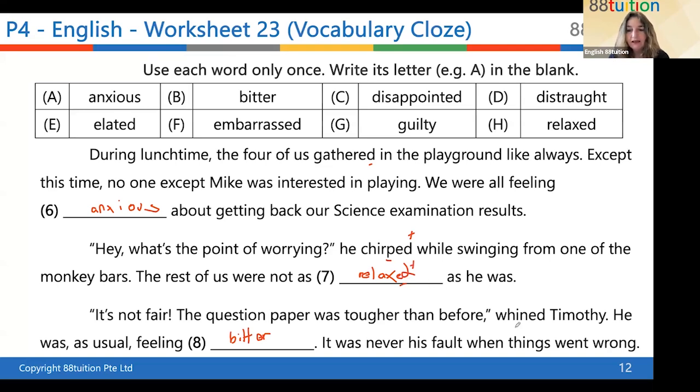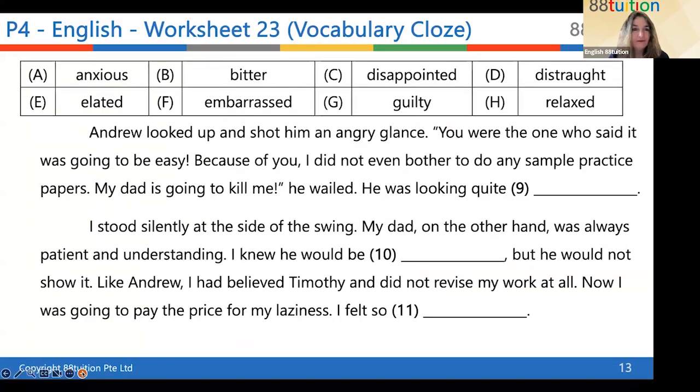And this last one, whined. Okay, it's not wind, but it's whined. Yes. Yeah, it's not fair. That's that kind of whining voice. Yes, someone making a fuss about something. Okay, very nice. Thank you. Okay, all right. So where are we now? Wei Hong, could you also give us number 9, please?